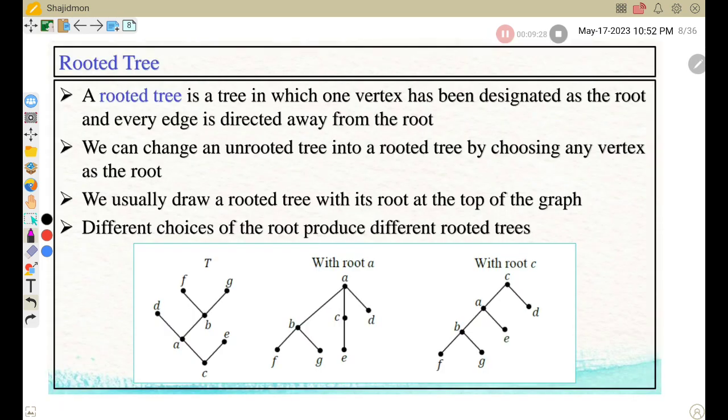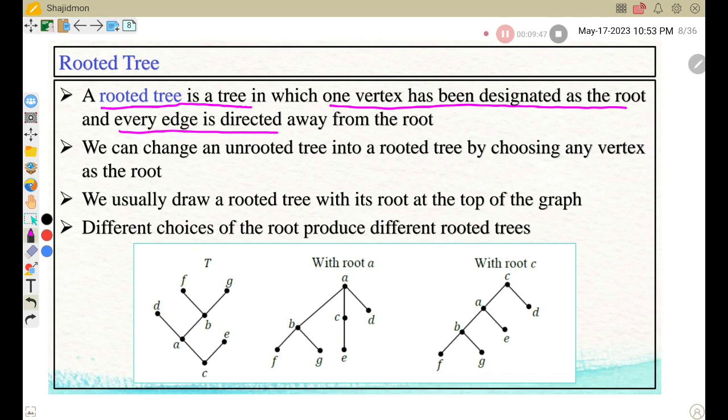Now, what is the meaning of a rooted tree? Now we are defining it. A rooted tree means it is a tree in which one vertex has been designated as a root. One vertex should be assigned as a root.